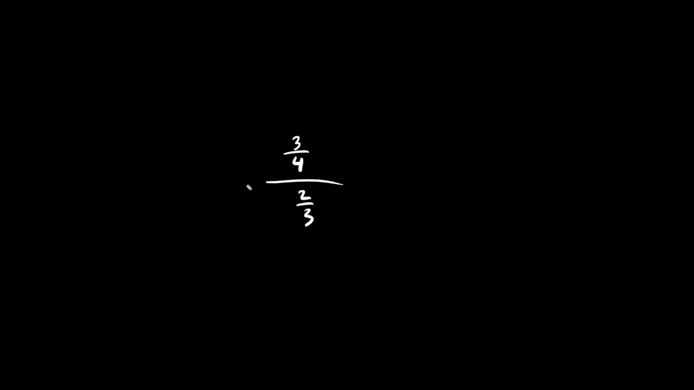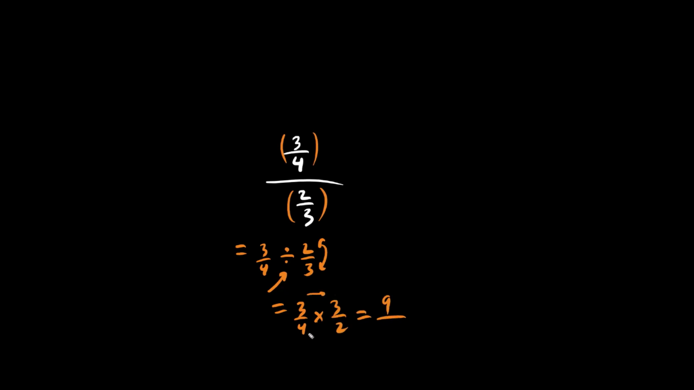What is a fraction divided by another fraction? We can rewrite this as 3/4 divided by 2/3. Imagine hidden brackets here and here. We're going to change this division sign to a multiplication sign. We flip the right part. We have 3/2. 3 times 3 is 9. Multiplying across, we have 4 times 2 is 8.